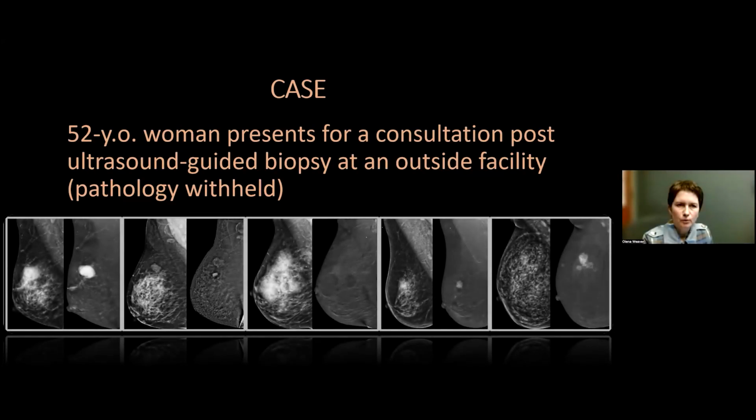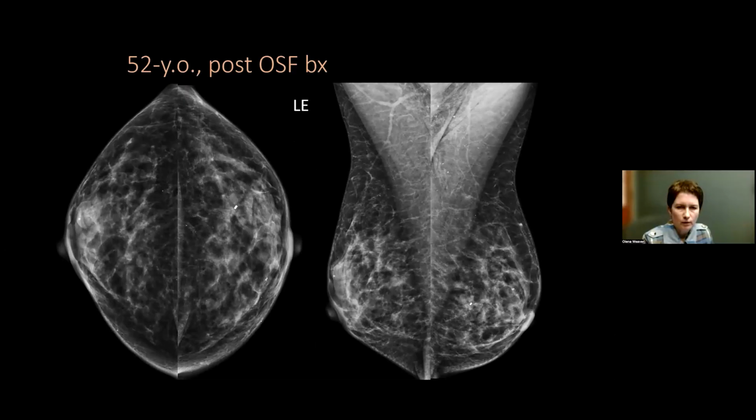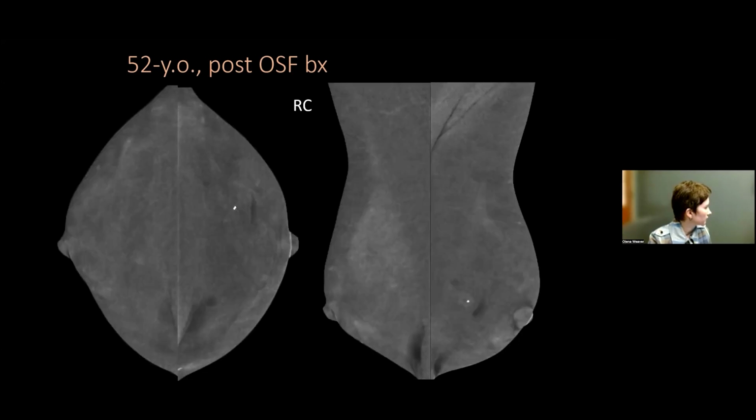The next case is a 52-year-old woman who presented to us for a consultation. She had a biopsy at an outside facility and she wanted a second opinion. So this is her low energy images, heterogeneously dense breasts, and a clip in place, maybe associated with a focal asymmetry, hard to tell. She also has a mammographic mass in the right breast, an oval mass with obscured margins.